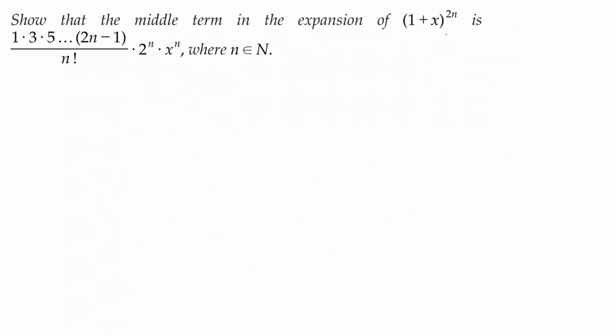Show that the middle term in the expansion of this is this big thing. Are you getting scared? No need to. It's extremely easy. Okay, let me tell you how to do it. So we are given something like 1 plus x to the power of 2n. Remember that this 2n is always even.